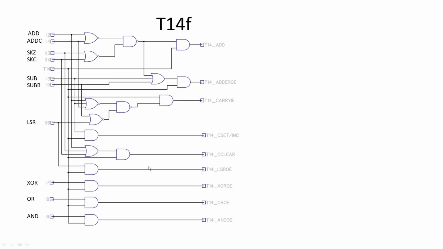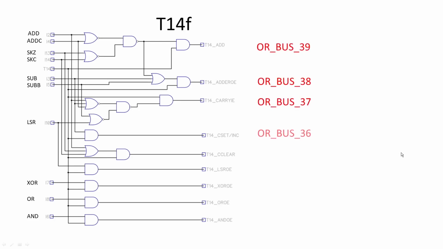Alright, next one down is the logical shift right output enable. So that's quite easy. Logical shift right instruction and T14. So take the output from the logical shift right register. That puts that straight on the data bus. And then we've got, if you want to do XOR or AND, again, they're nice simple ones. Just turn the particular output on from those cards.